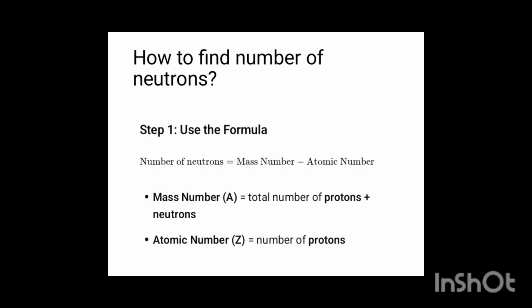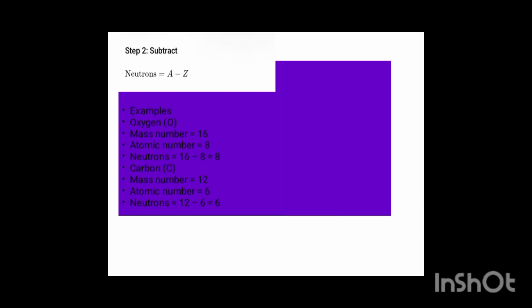Mass number is represented by capital A, the total number of protons plus neutrons. Atomic number, capital Z, is equal to the number of protons. Now step 2: neutrons equals A minus Z, that is, atomic mass minus atomic number.